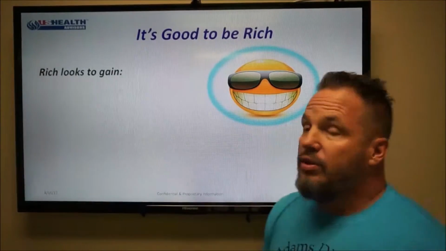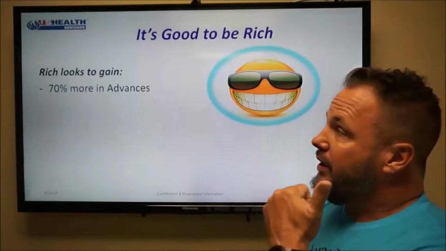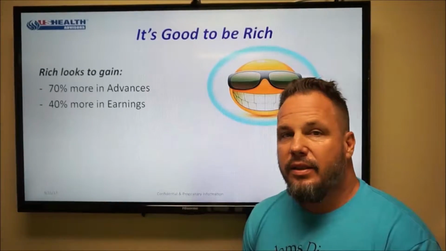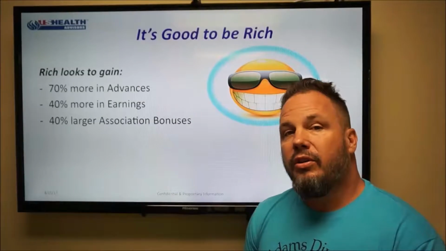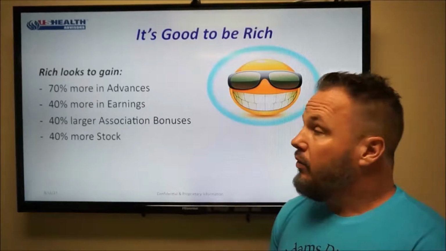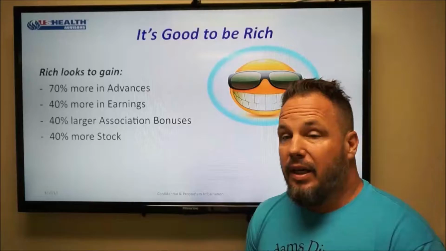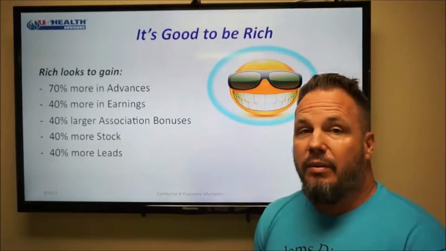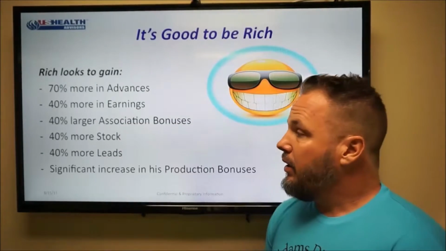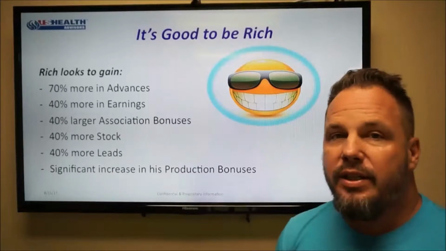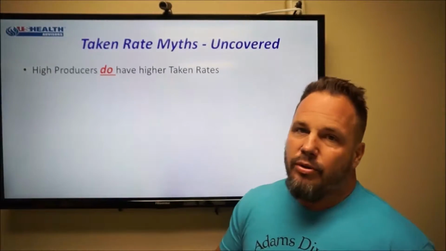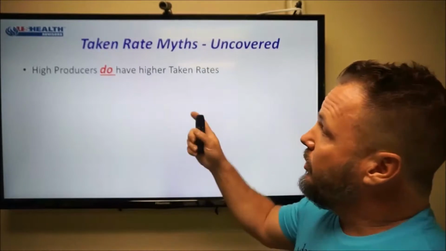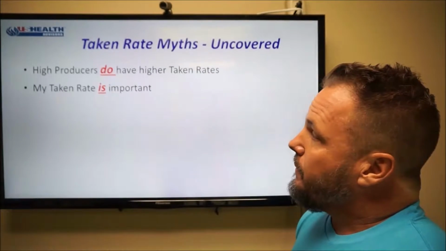So, what does Rich gain? He gains 70% more in advances, 40% more in his earnings, 40% larger association bonuses, 40% more stock in the company, 40% more to the lead fund, and a significant increase in his production bonuses. One of the myths is high producers don't have good take-in rates. High producers do have good take-in rates.